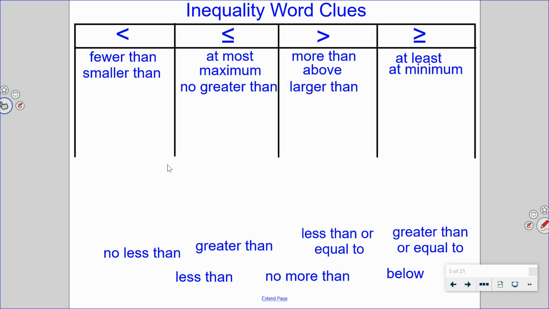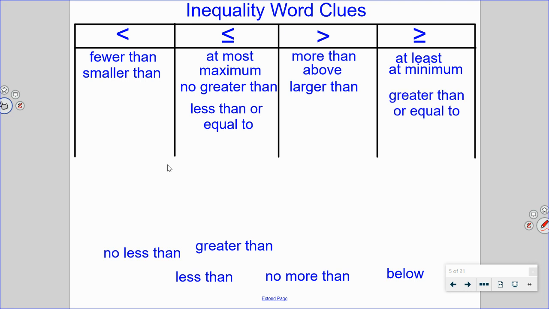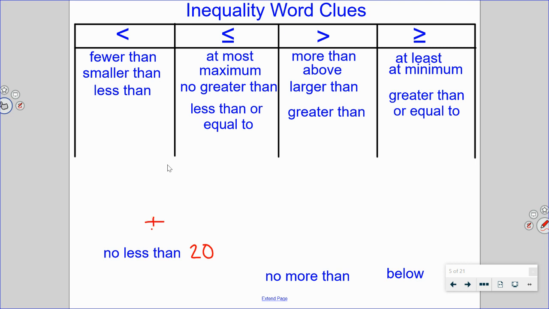Larger than 20. How about, okay, less than or equal to, that one seems pretty obvious, huh? Greater than or equal to, seems pretty obvious. Greater than 20. Less than 20. How about this one? No less than 20. Well, if it cannot be less than 20, it can equal 20, and it can be higher than 20. So no less than is another word for greater than or equal to.